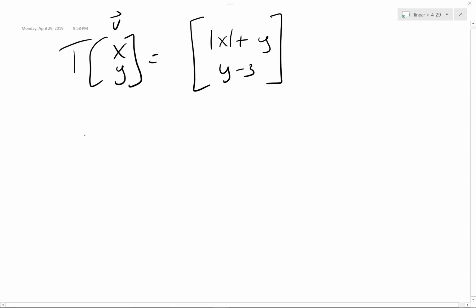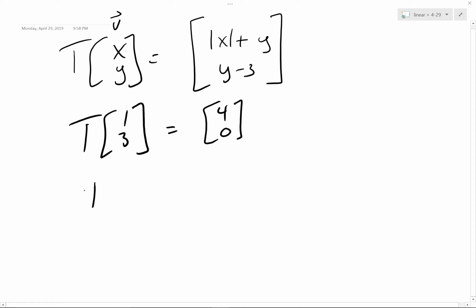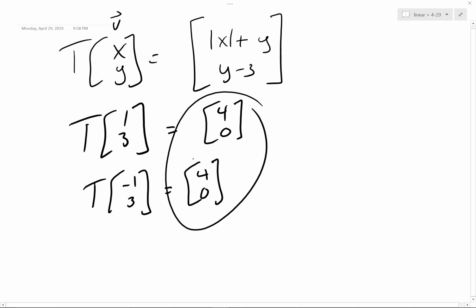For instance, suppose I did this. Well, that would be 1 plus 3 is 4, and then 3 minus 3 is 0. Nice. But guess what? This is the same thing, right? So my question is, if you see this, from which of these did it come? Ooh, I don't know either. So some things are not going to be invertible.